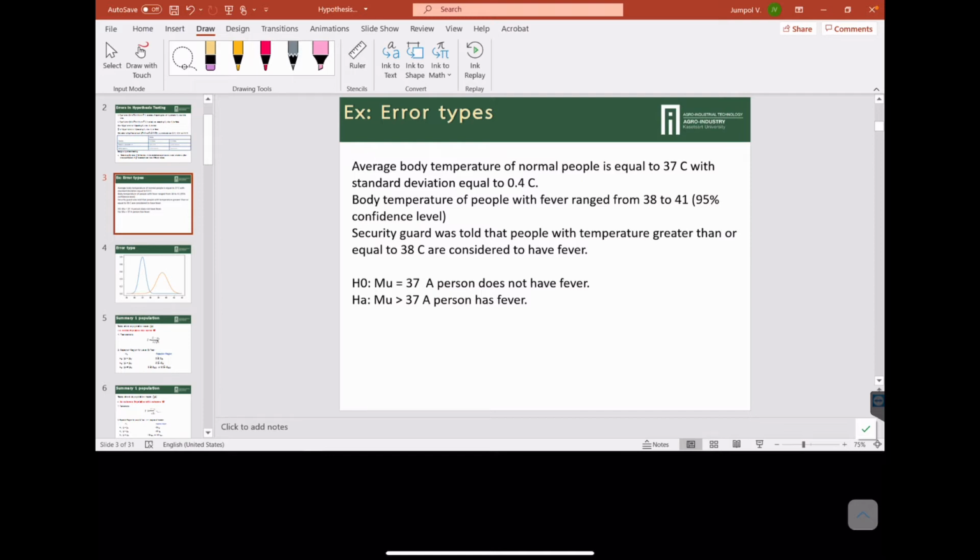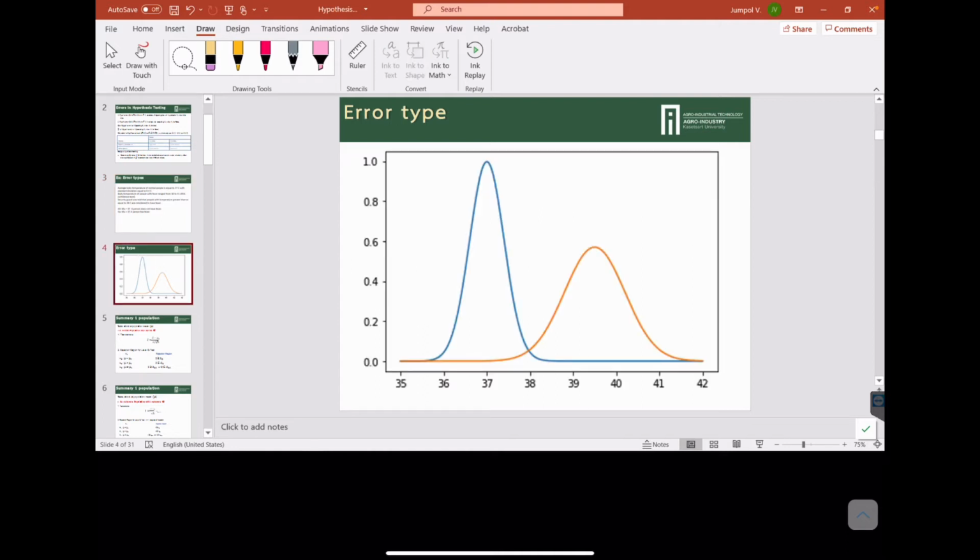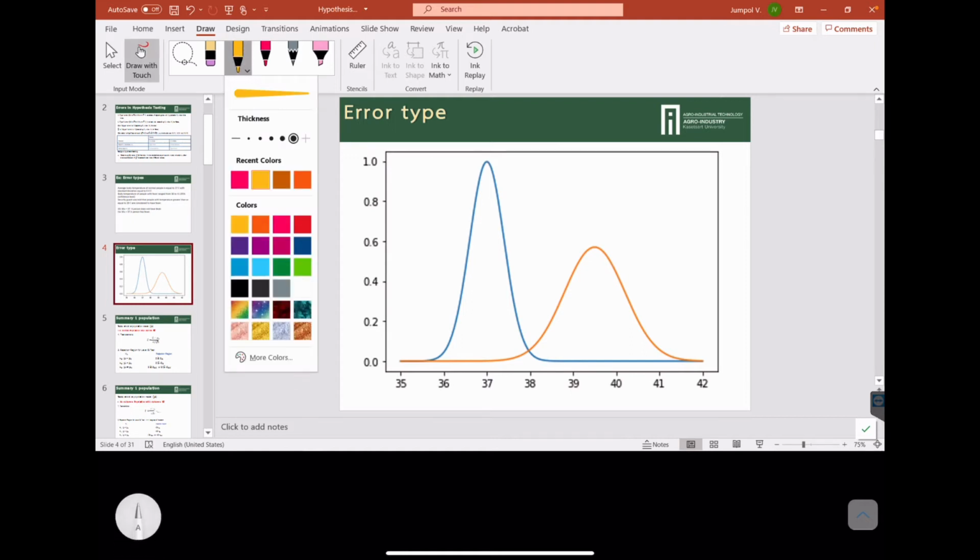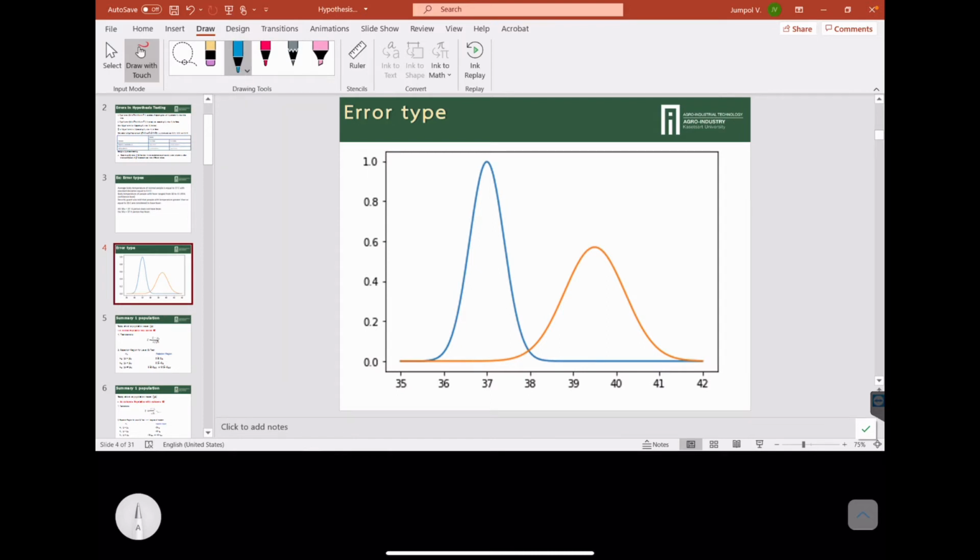Okay, you shouldn't be confused, right? So mu is 37, people don't have fever, and mu greater than 37, people have fever. 38 degrees Celsius is actually the critical value. So we have the critical value here, 38.